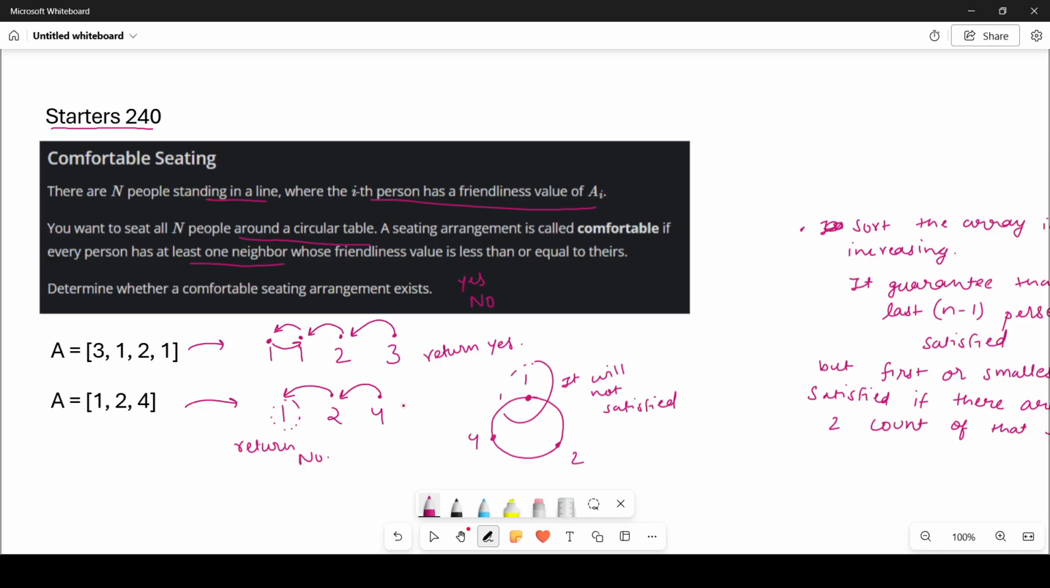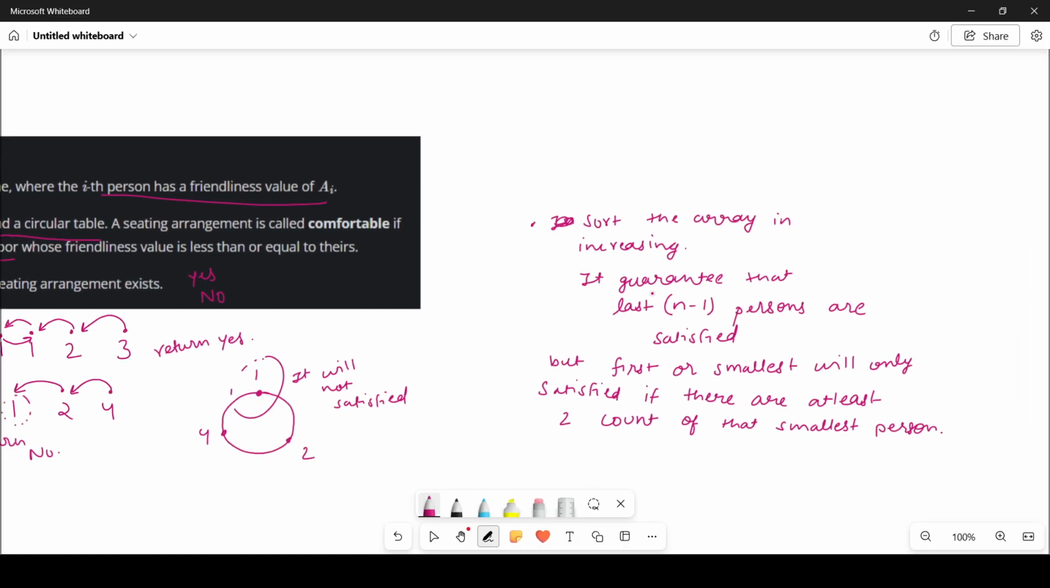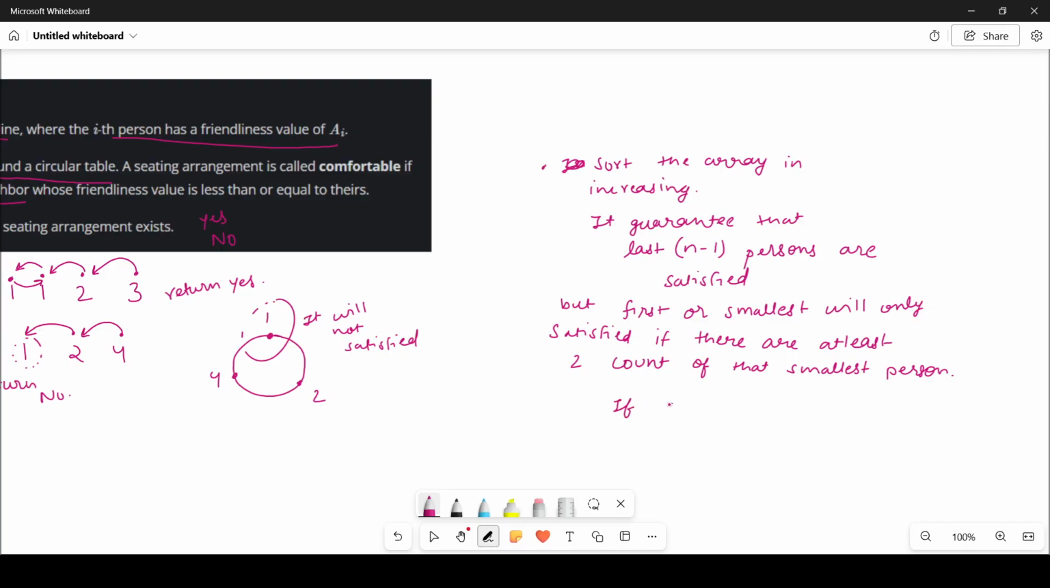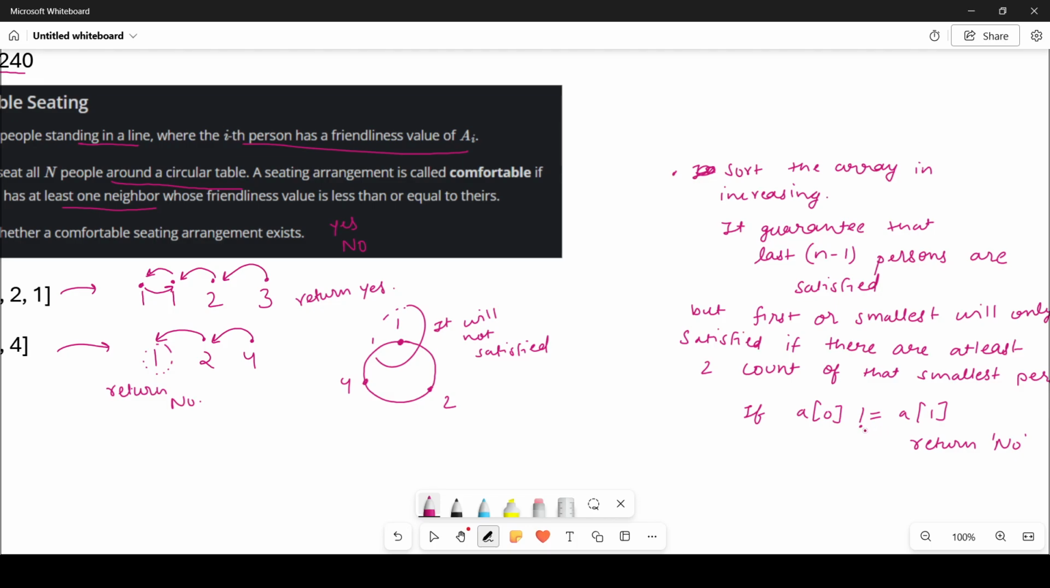So simply return no. My approach is: first sort the array in increasing order, and if a of 0 is not equal to a of 1, then simply return no, because in this case there is no possibility that the zeroth element, that is the smallest element, can be satisfied by another one, because every number except the smallest is greater than it, so it cannot be satisfied by any other neighbor.